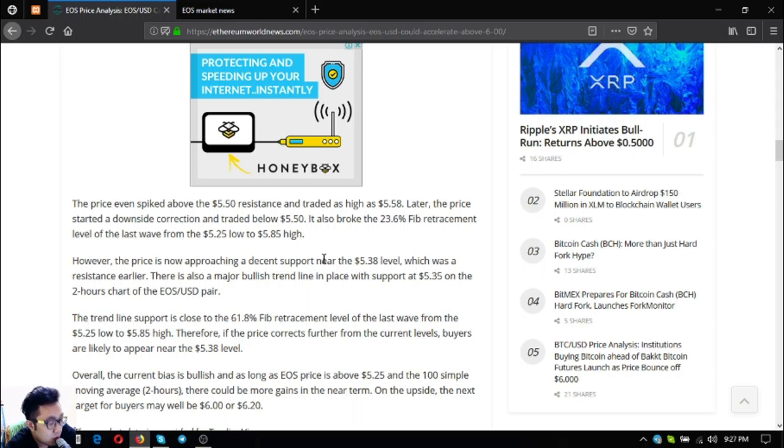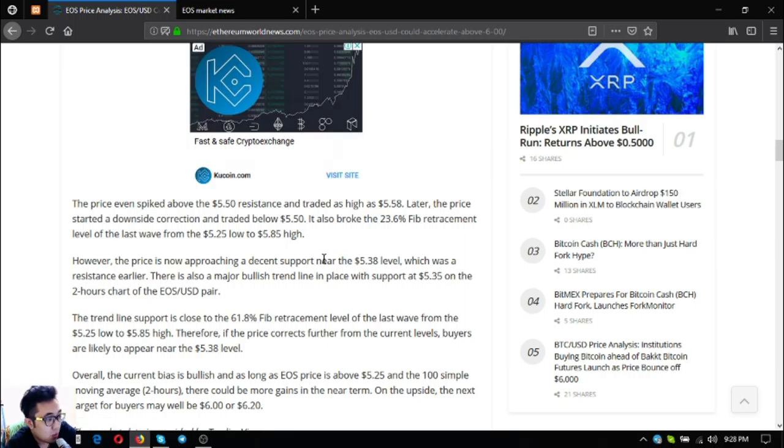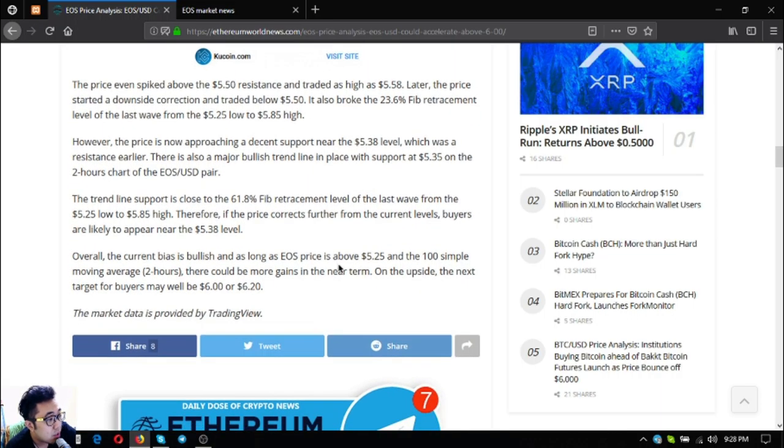It also broke the 23.6% Fib retracement level of the last wave from the $5.25 low to $5.85 high. However, the price is now approaching a decent support near the 5.38 level, which was a resistance earlier. There is also a major bullish trend line in place with support at 5.35 on the 2 hours chart of the EOS-USD pair. The trend line support is close to the 61.8% Fib retracement level of the last wave from the $5.25 low and the $5.85 high.